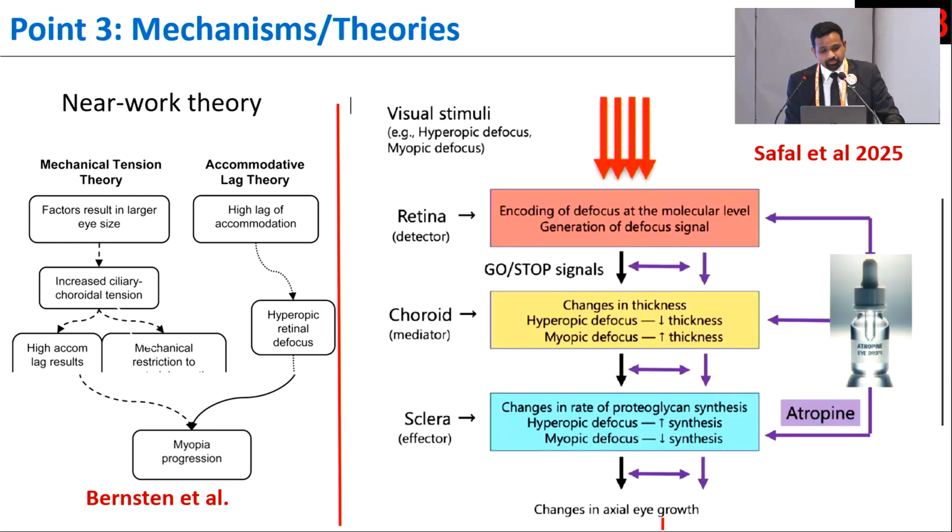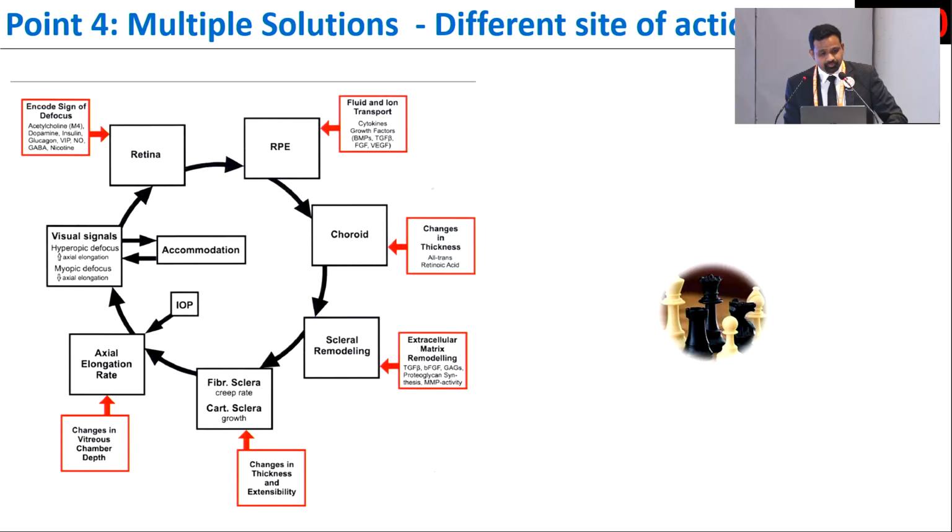The risk factors are many, and this is much more recent, I think published only a couple of days ago, showing the theories for why atropine could be working. Again, we do not have a clear answer for where the site of action is, but it could be acting at multiple levels, and these are all the proposed hypotheses.